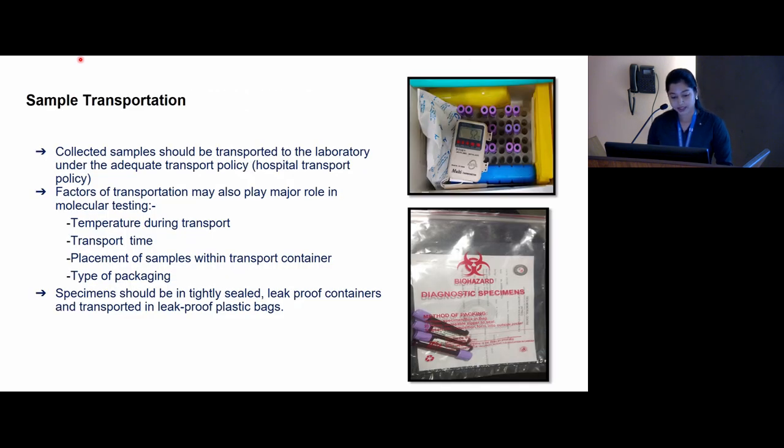transportation, the collected sample should be transported to the laboratory under adequate transport policy, the hospital transport policy. Factors for transportation also play a major role in molecular testing, such as the temperature during transport, the transportation time, also the placement of the samples in a transport container. It is suggested that the specimen should be tightly sealed in plastic leak-proof containers and in leak-proof plastic bags, as you can see in the image. This is how we receive samples when they are received in our lab.